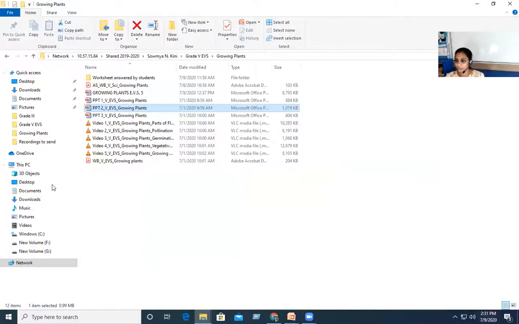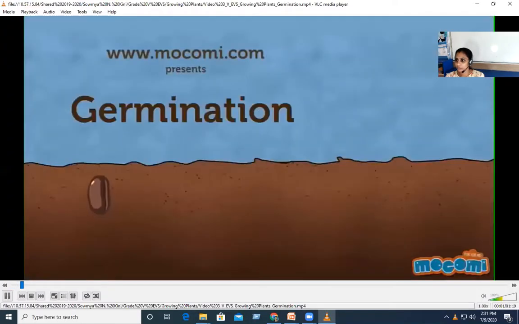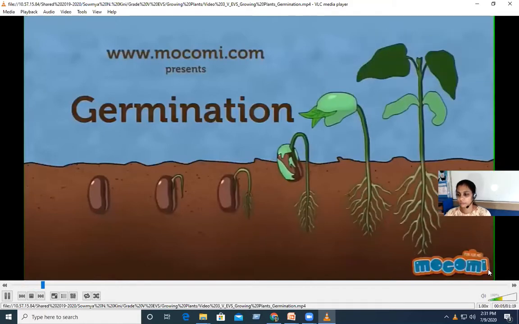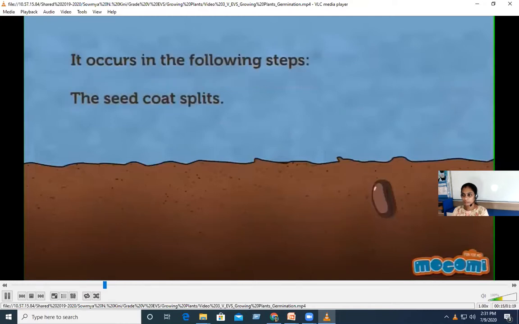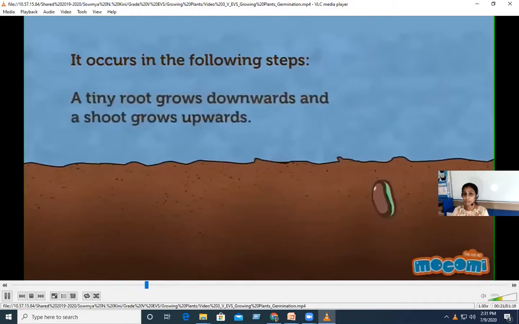And what are the conditions required for that? A particular temperature and other conditions are required for this. We'll see those things with the help of a video. What is germination? When a seed is sown into moist soil, it begins to grow. This process is called germination. It occurs in the following steps. The seed coat splits. A tiny root grows downward and a shoot grows upward.